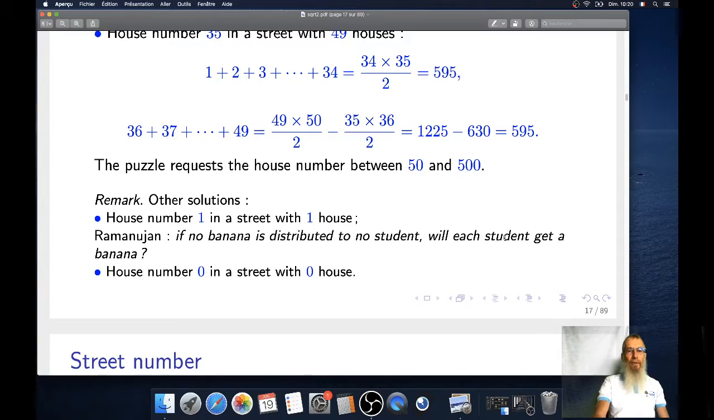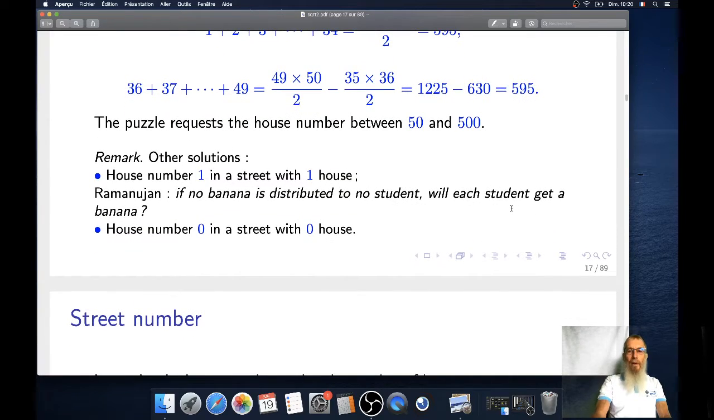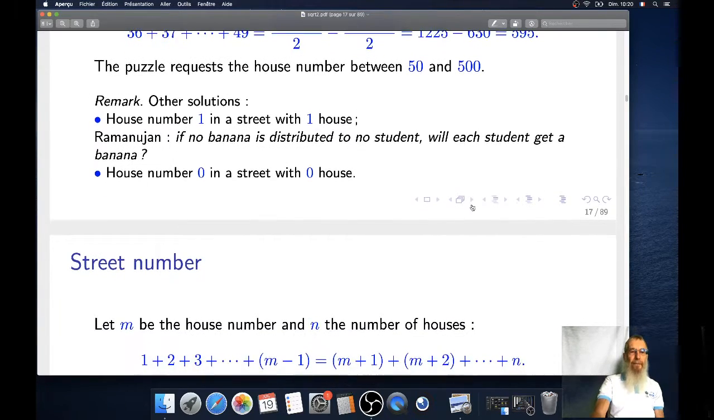So we will look at a solution where the house number is between 50 and 500. But let me give two other solutions. One solution is to have the house number 1 in a street with one house. There is no house on one side, no house on the other side, so the sum is 0, which is a solution. But there is even a more trivial solution. If the house number is 0 in a street with no house, then the sum on the empty set is 0. And this is reminiscent of the question of Ramanujan to his teacher: if no banana is distributed to no student, will each student get a banana?